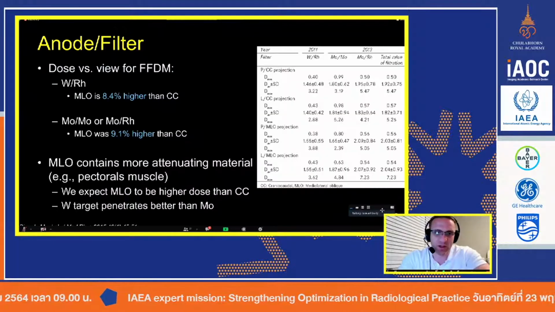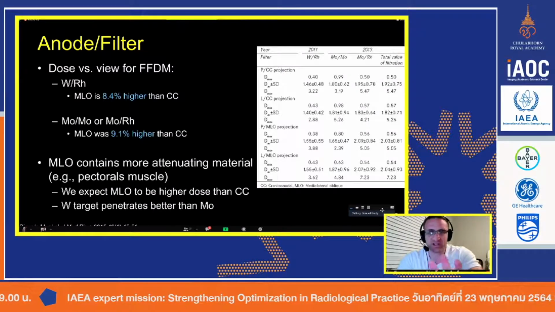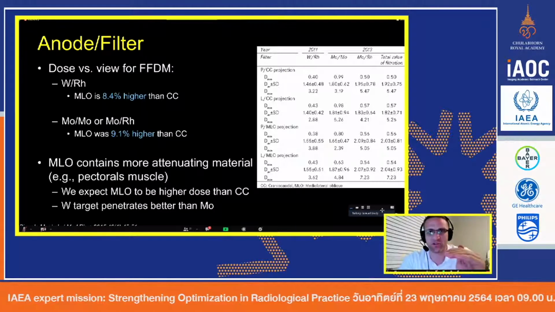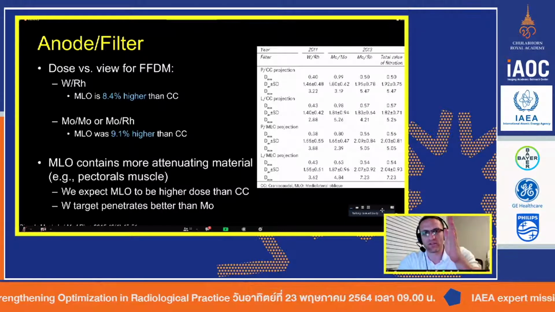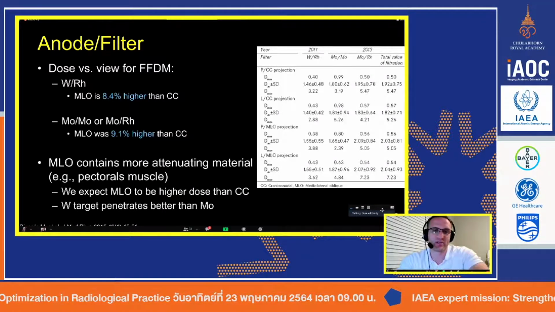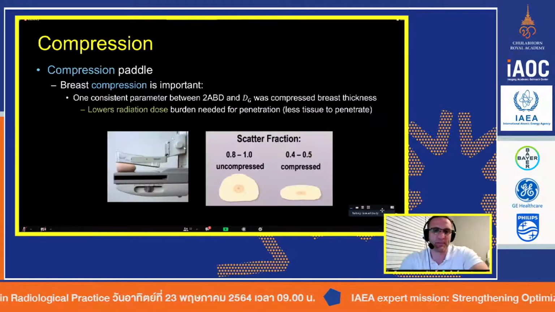And so we'll talk about this, but this is why, and I know you guys did it, you want to set up your diagnostic reference levels for CCs and MLOs, because they are different doses. You expect them to be.